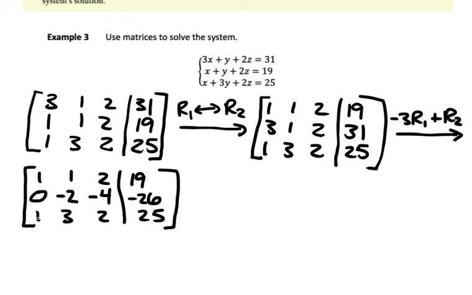And now I want to get this 1 in the bottom left-hand column into a 0. And the way that I would do that is multiply row 1 by -1, or just take the negative value of whatever is in row 1 and add it to row 3. So my first two rows are not changing.